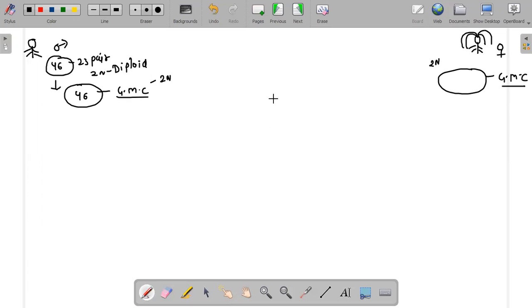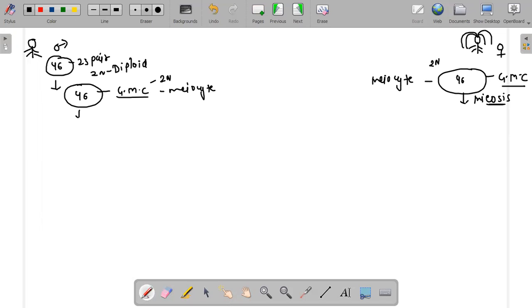Okay, so 46 chromosomes here and 46 chromosomes here, and the GMC, gamete mother cell, goes through the process of meiosis. That's why it is also known as a meiocyte.